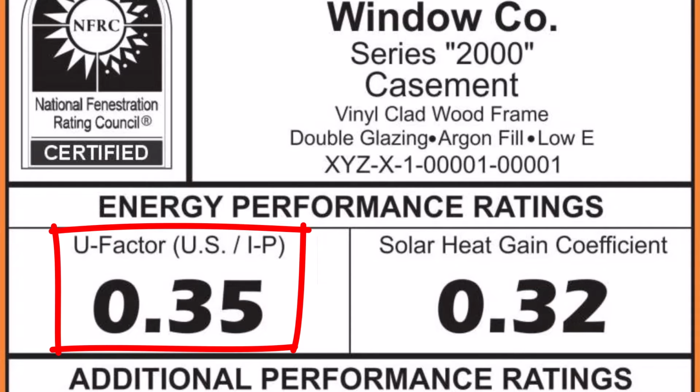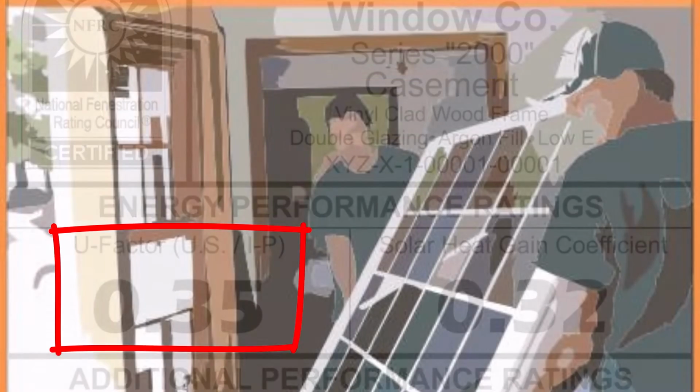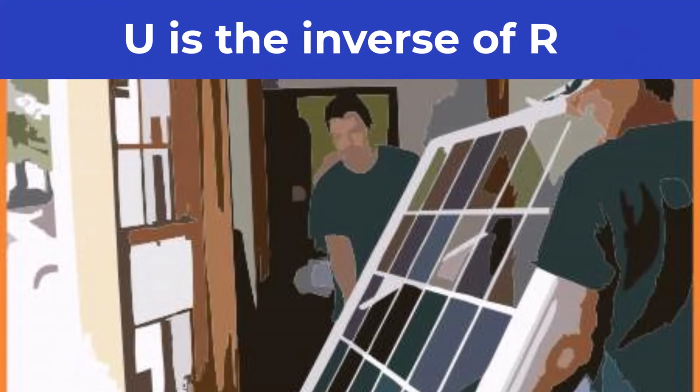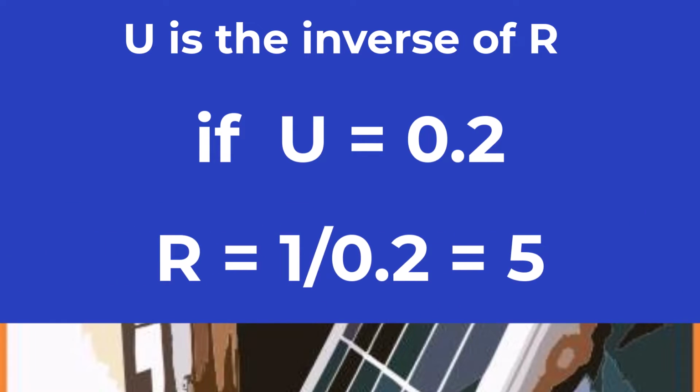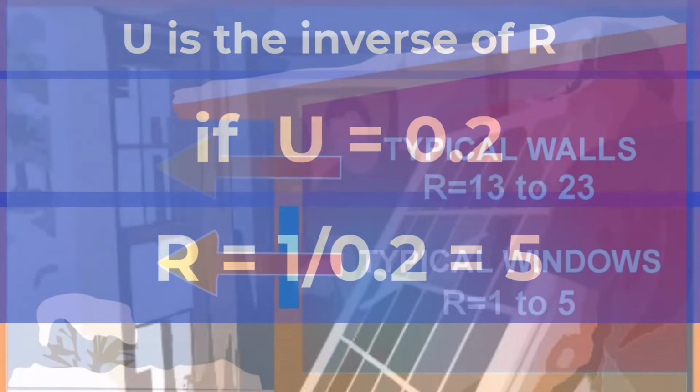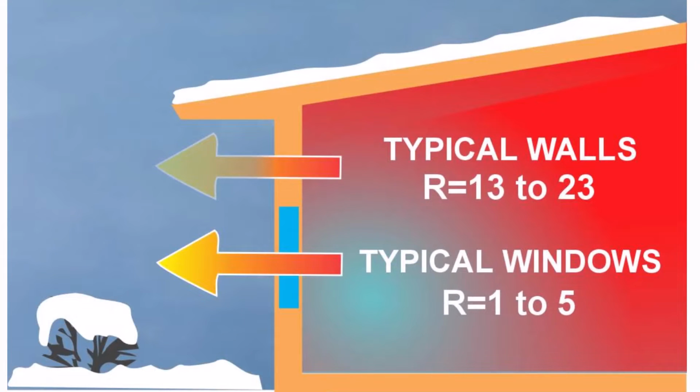Now, builders accustomed to the R values used in insulation must note that the U factor is the inverse of the R value. So a U factor of 0.2, a very good one for a window, is equivalent to an R value of 5. Compare this with typical R values of 13 or 23 for exterior walls, and you'll see why windows are a weak link in the thermal energy of your house.